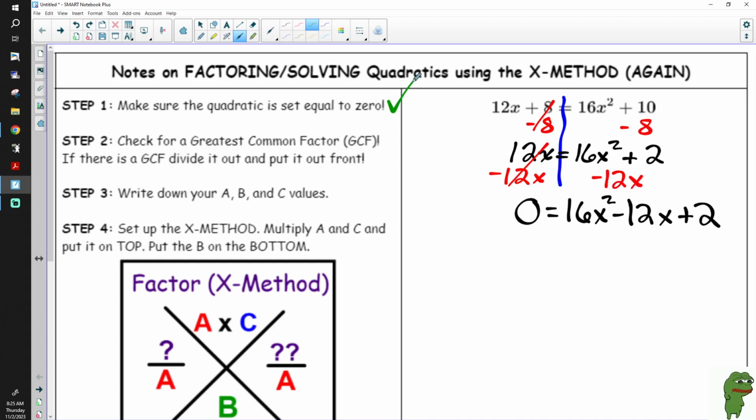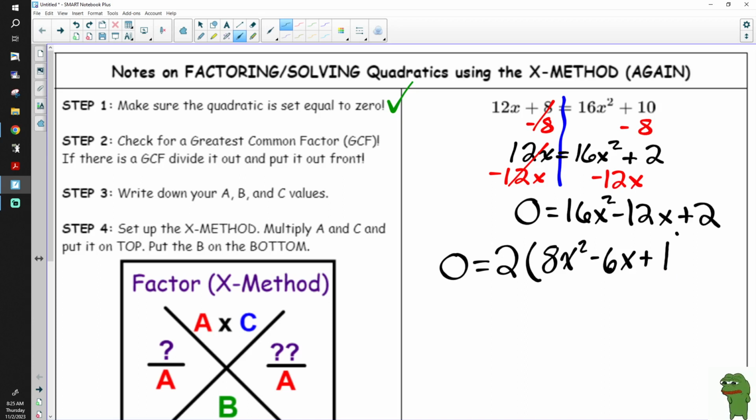So we're going to divide everything by 2 and put that 2 out in front. So I'm going to have 0 equals 2 is my greatest common factor. And now I'm going to divide everything by 2, leaving me with 8x squared minus 6x plus 1.